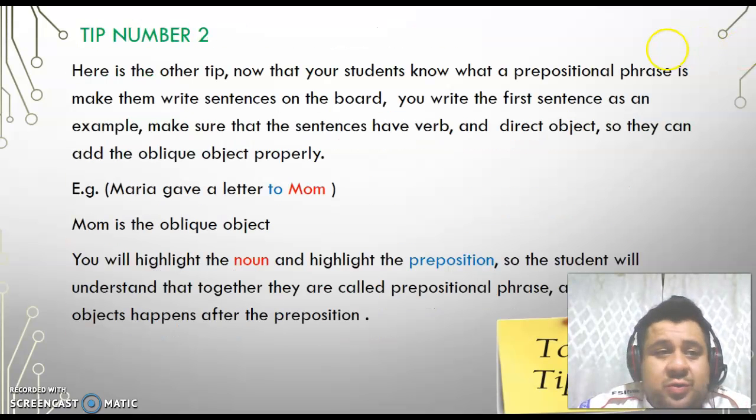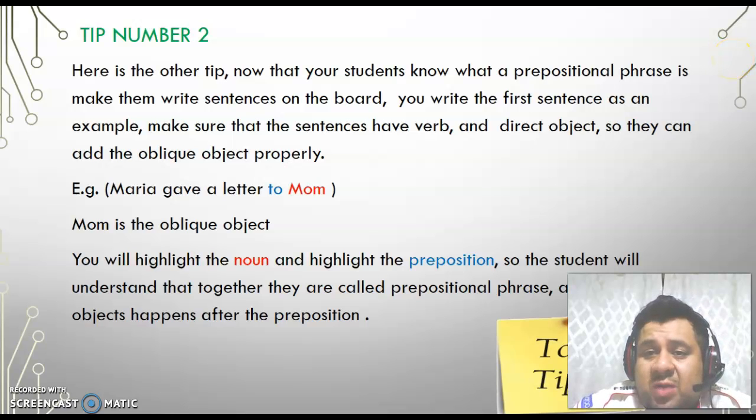For the tip number two, here's another tip. Now that your students know what a prepositional phrase is, make them write sentences on the board. You write the first sentence as an example. Make sure that these sentences have verb, direct object, and so they can identify properly the oblique object.